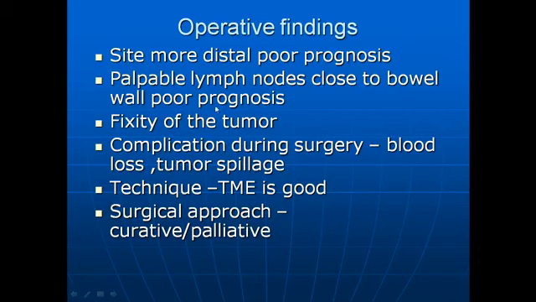Palpable lymph nodes close to the bowel wall mean a poor prognosis. And again, fixity of the tumor: if the tumor is fixed, definitely the prognosis is poor. Complications during surgery are again important factors. For example, if during surgery there is sudden blood loss, the patient will go into shock. In shock there is a problem in the microcirculation, and we know this microcirculation is essential for the anastomosis. If the microcirculation is not working, your anastomosis will definitely fail. So this is a very important issue. If the patient goes into shock during surgery, these are the bad patients.